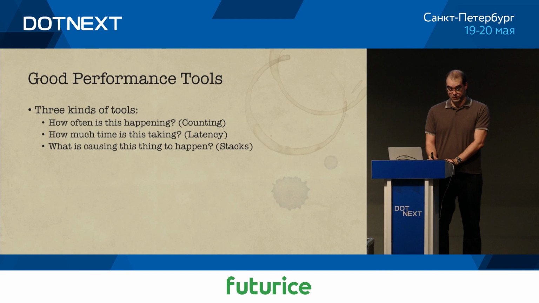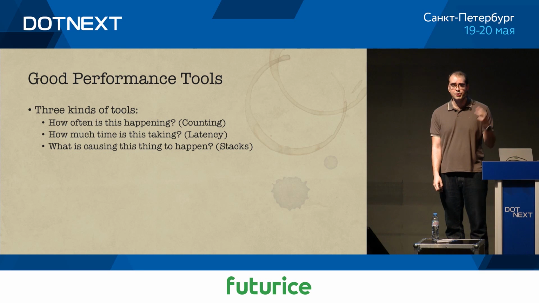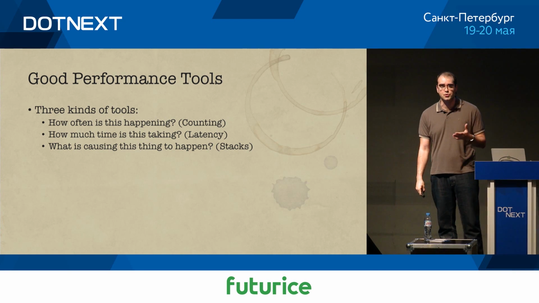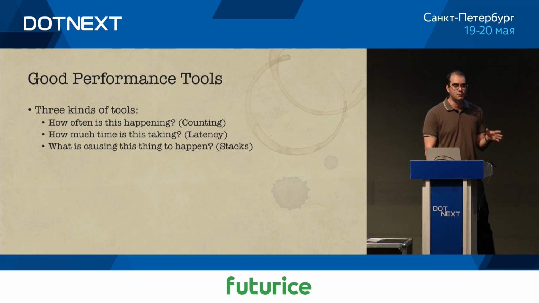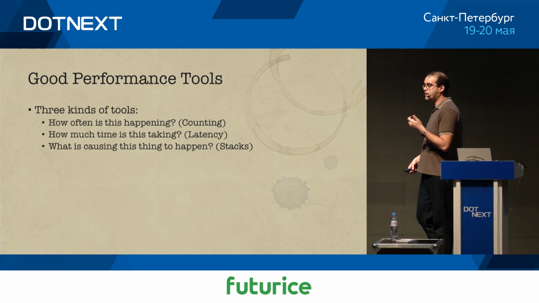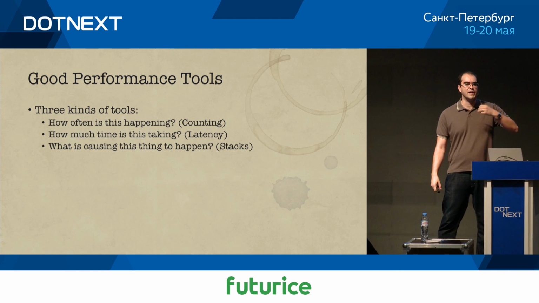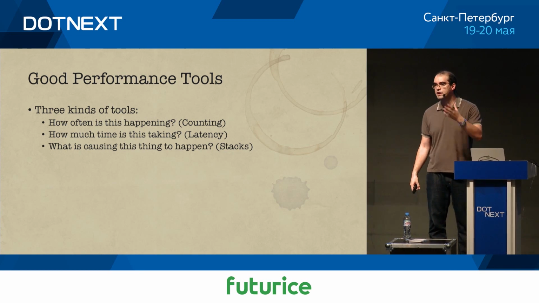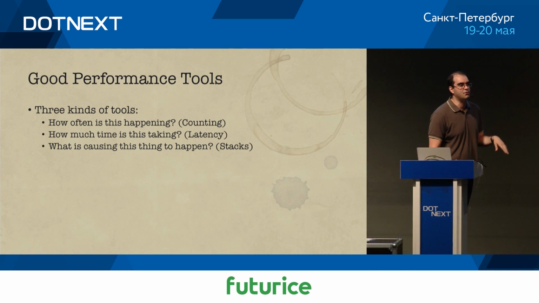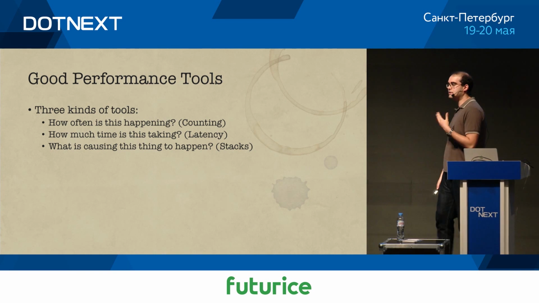So let's talk about tools for a second, about good performance tools. There are 3 kinds of tools that I tend to use. If you think about it, most of your performance tools are of one of these 3 kinds. First, you have counting tools. How often is this happening? How many requests, for example, am I getting per second? How many garbage collections do I have per minute? Counting tools.